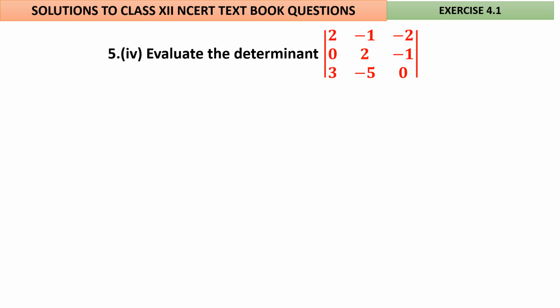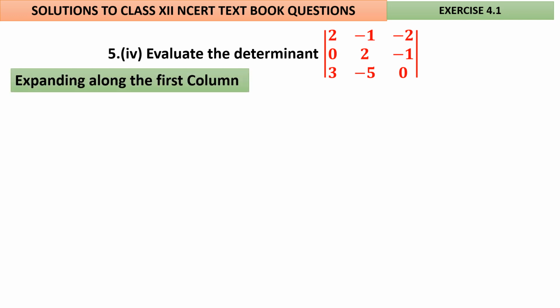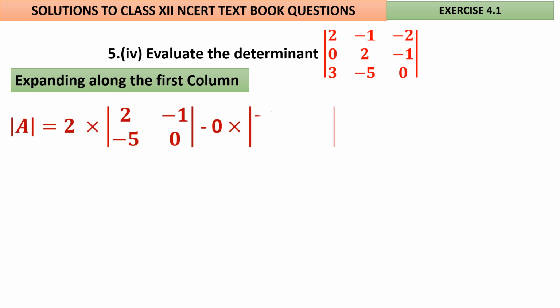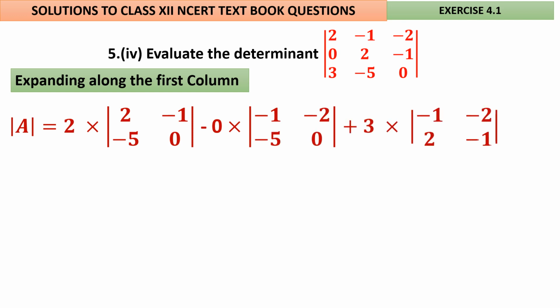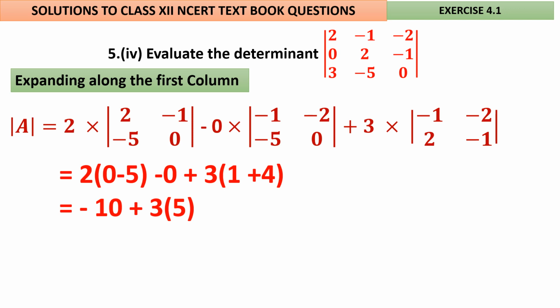Once again, evaluation. We can evaluate with respect to the first column or the third row, whichever you select, because both have zeros there. Therefore 2 multiplied by positive, plus 0 multiplied by, no need to write it, but if you want you can write it, plus 3 multiplied by, for A11 therefore positive, A21 therefore negative, A31 therefore positive. Normal expansion, and you got minus 10 plus 15, the answer is 5.